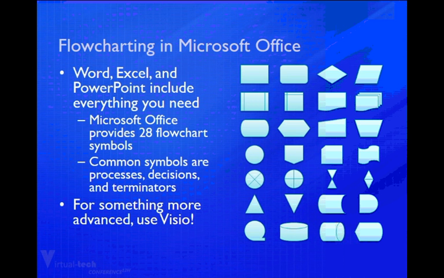The most common symbols that most flowcharts have are just three, and those are processes, decisions, and terminators, which we will look at later in the session. But what if you want a really advanced flowcharting program, something that does much more than Word, Excel, and PowerPoint do? In that case, Microsoft makes another program called Visio.